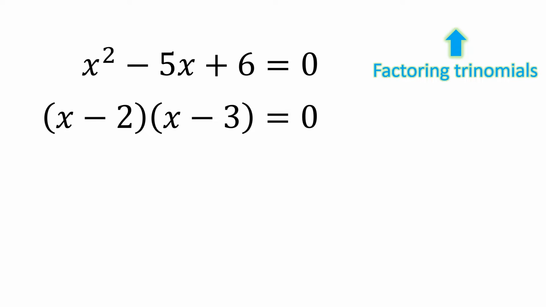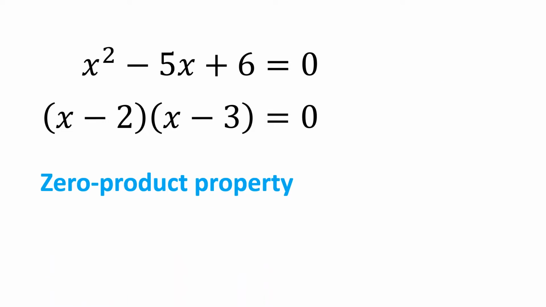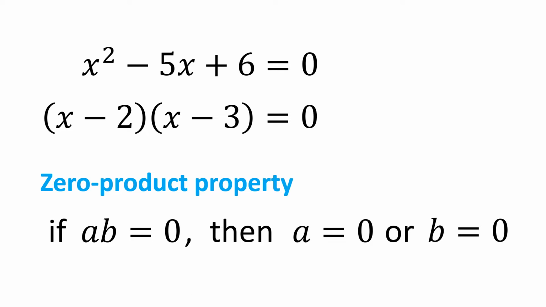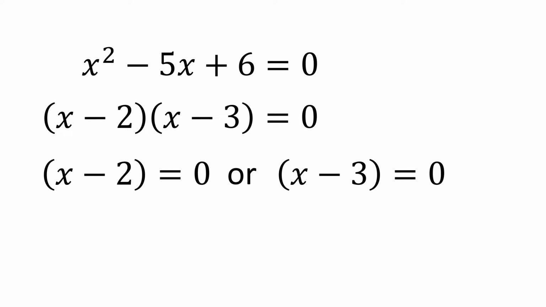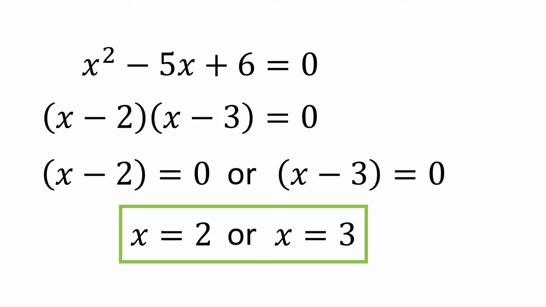Now, to solve this, we will use the zero product property. The zero product property states that if a times b equals 0, then a equals 0 or b equals 0. Now, using the zero product property, we have x minus 2 equals 0 or x minus 3 equals 0. Now, solving these two linear equations, we have x equals 2 or x equals 3. So therefore, x equals 2 or x equals 3 is the solution of the equation.